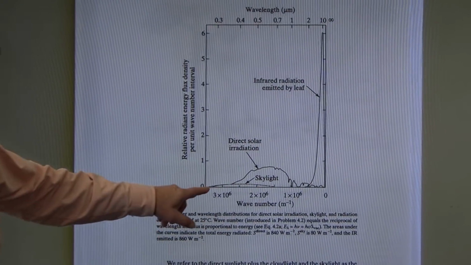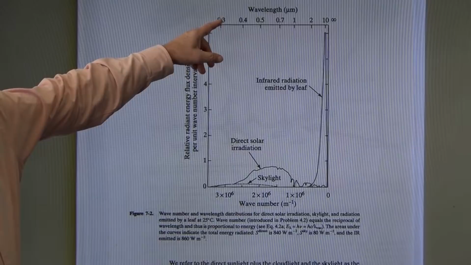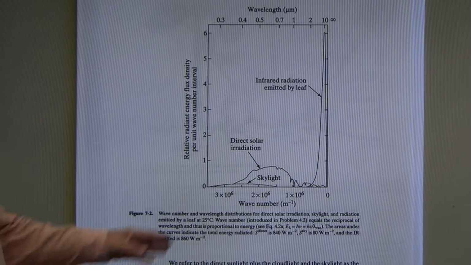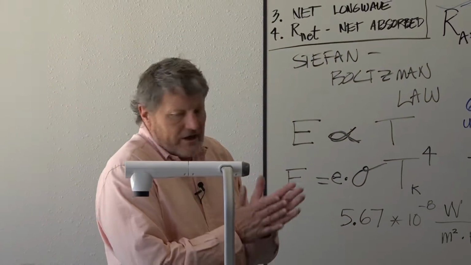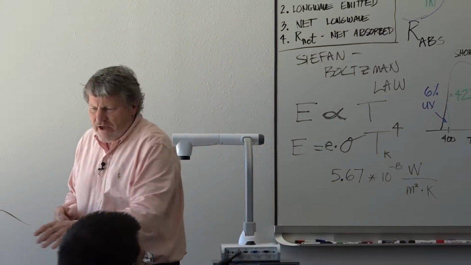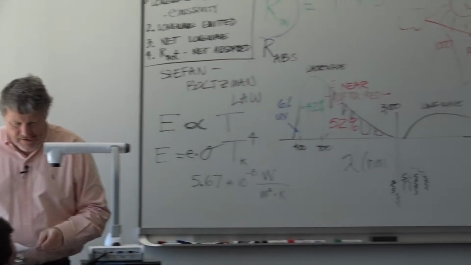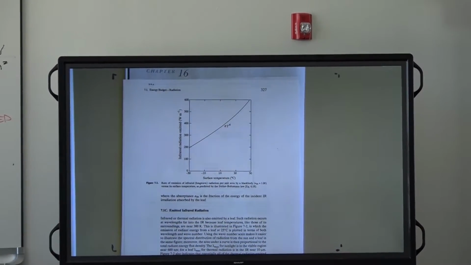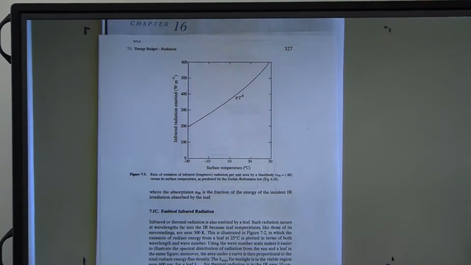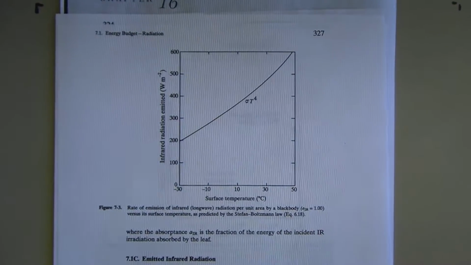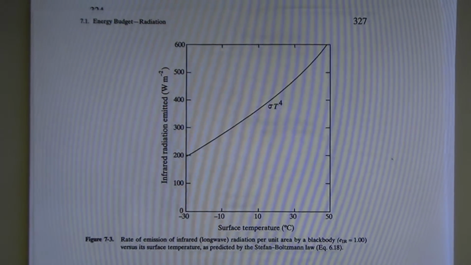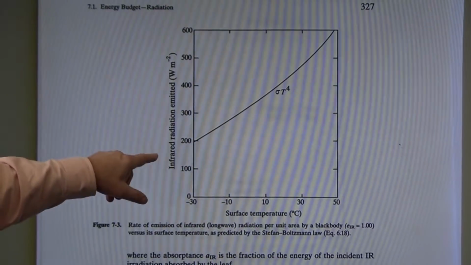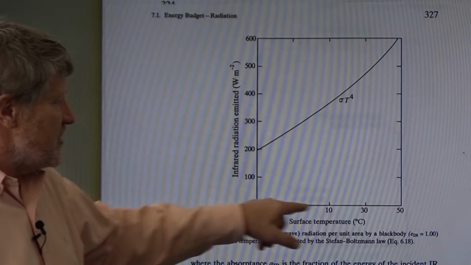And then he also shows wave number. Wavelength is simpler, but it's still relative fluxes, and if you look at it long enough, it's the exact same diagram, just log scale. He also has this diagram, which was on the bottom of one of the handouts for this Stefan-Boltzmann equation. Radiation emitted in watts per meter squared and surface temperature.